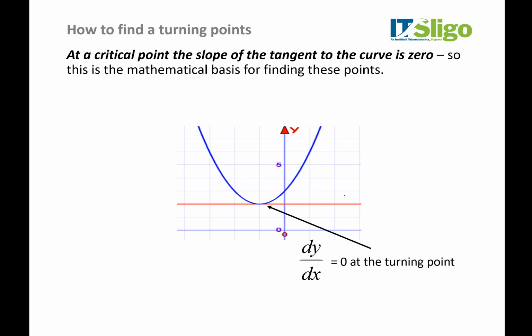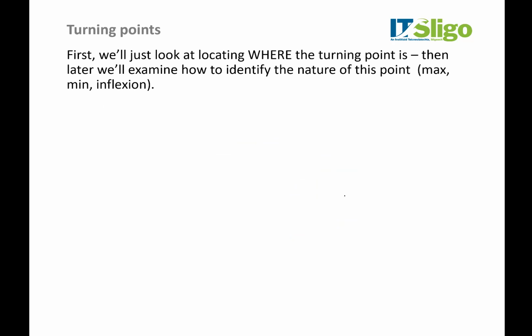So dy/dx is 0 at the turning point. We're just going to take a look at locating where the turning point is, and then later we'll look at how we identify the nature. Is it a max? Is it a min? Is it a point of inflection?